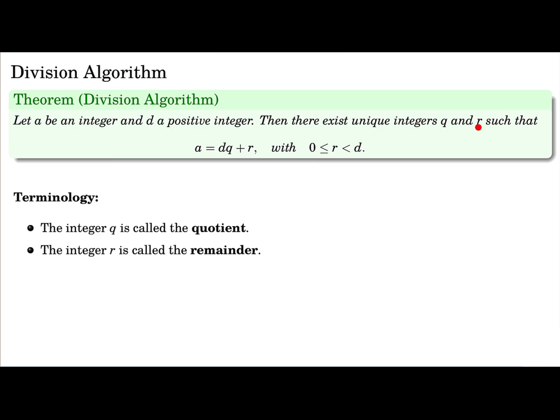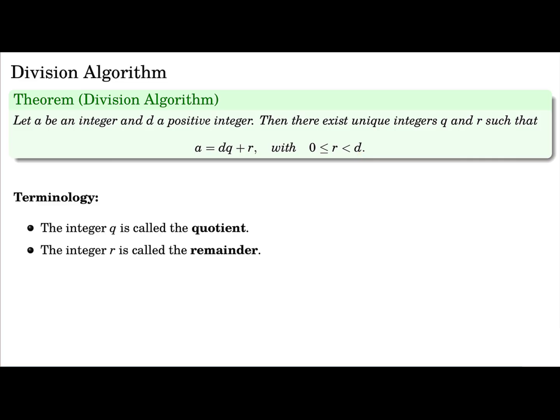remainder, such that a is equal to d times the quotient plus the remainder. And the property, a very important property, is that the remainder is in between 0 and d, right?